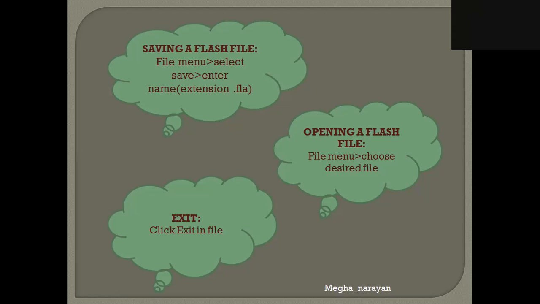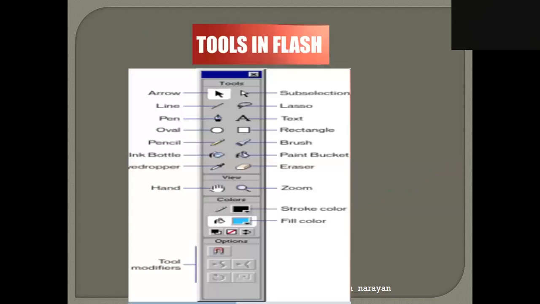Like, this is a particular computer class going on. If I want to save, I will write class 8 computer.fla, showing that the file belongs to the Flash application. Moving on to the next part.